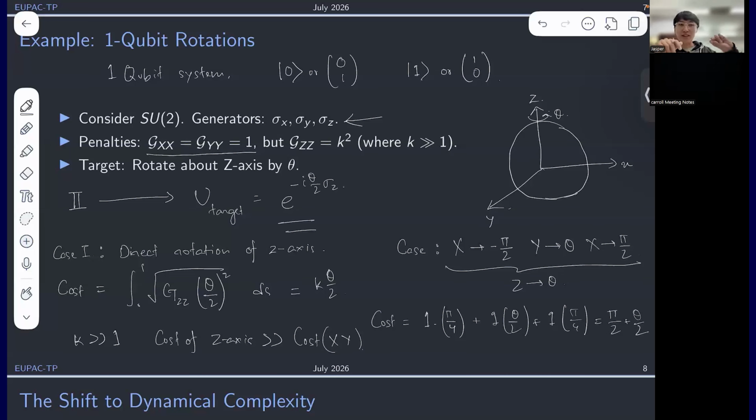It is the same with rotating x first and y first, or y first and x first. Okay, yeah. So we can see that some paths are much more expensive, and some paths are less expensive. So we will choose a path which is less expensive, and then the cost or the length of the path is the complexity, the circuit complexity. Yeah, that is how we define it.